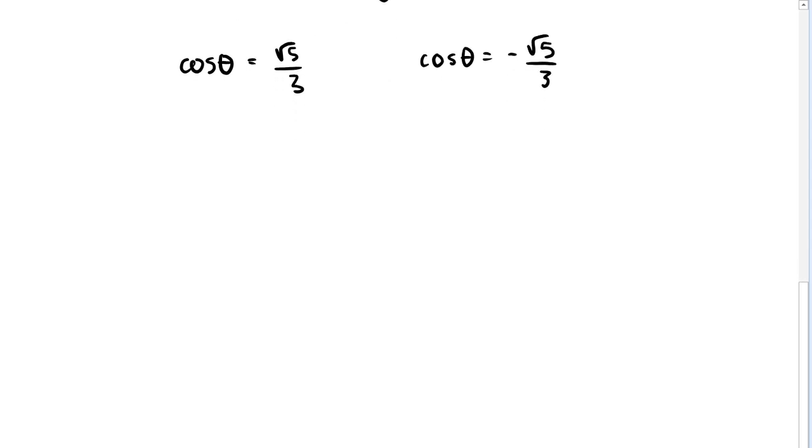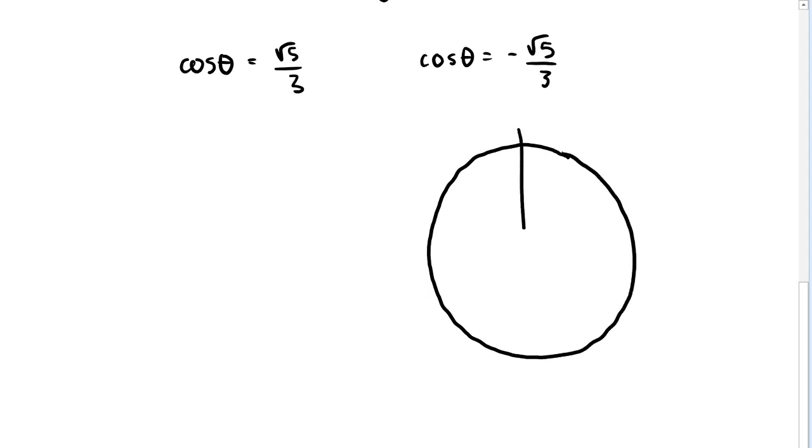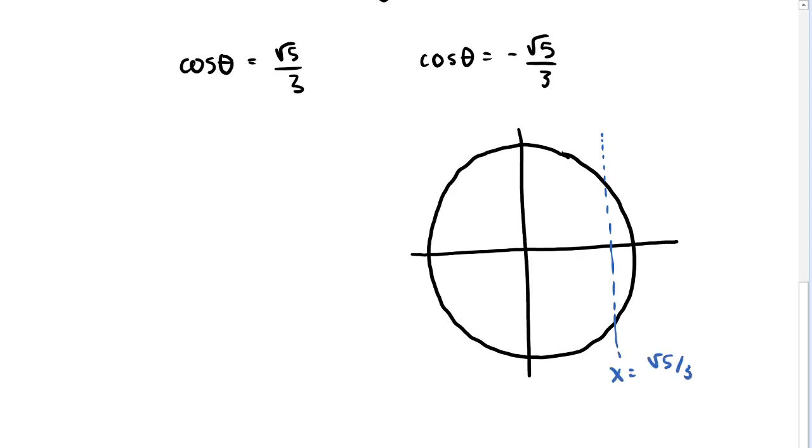Maybe just to give us some sense of what we're finding here, if I draw out our unit circle, what we're doing is finding the angles which give us an x-coordinate of positive square root of 5 over 3, and angles that give us x-coordinates of negative square root of 5 over 3 on our unit circle. So really we're looking at any angles that bring us to these points here.